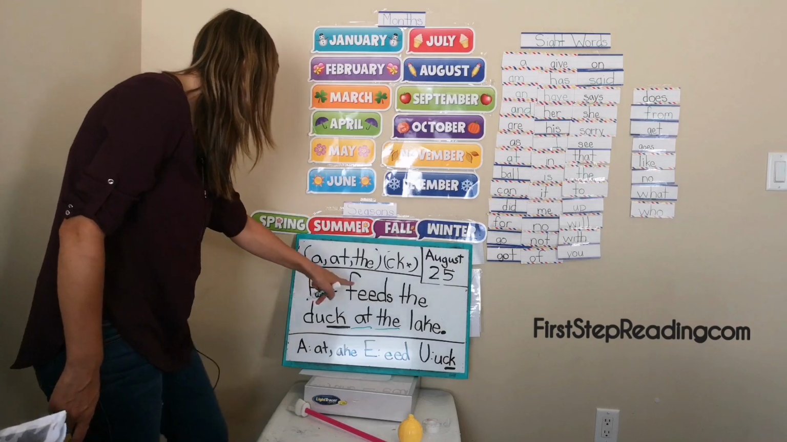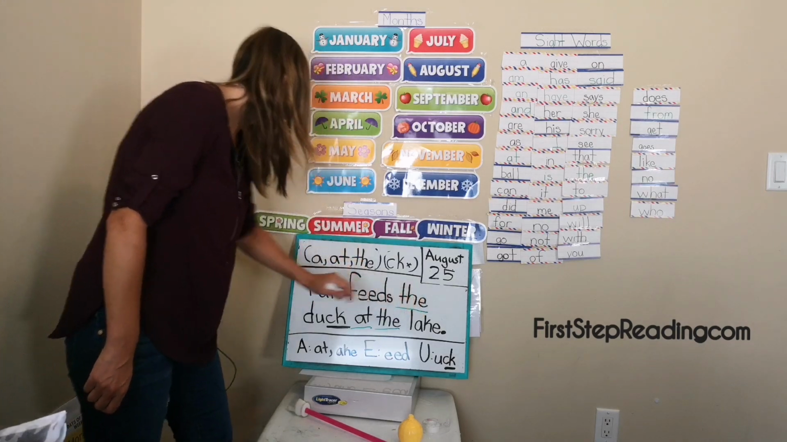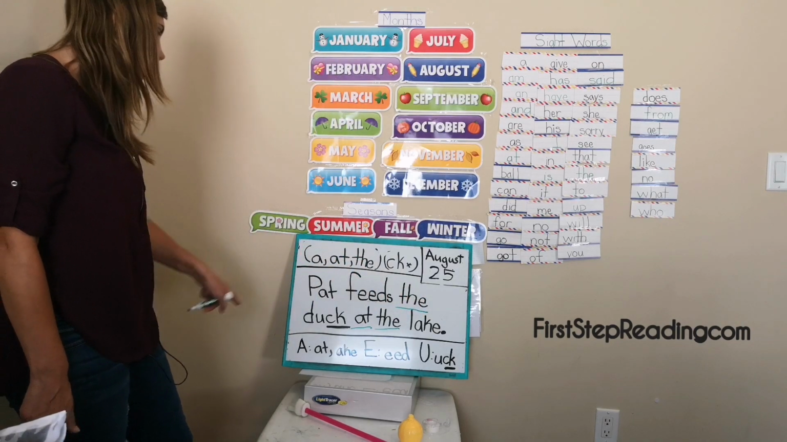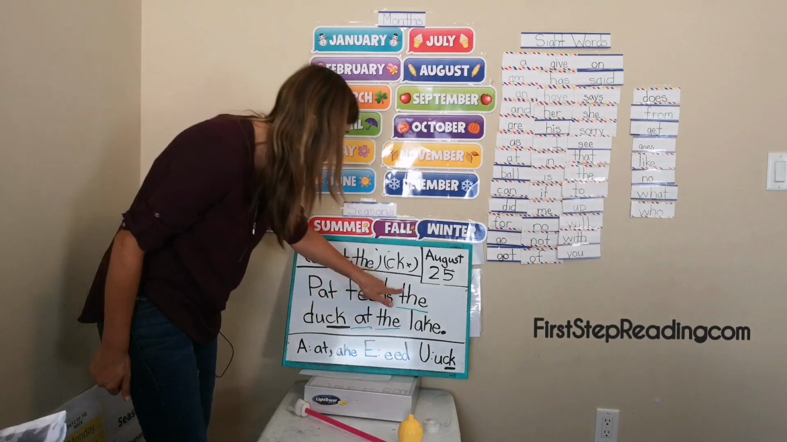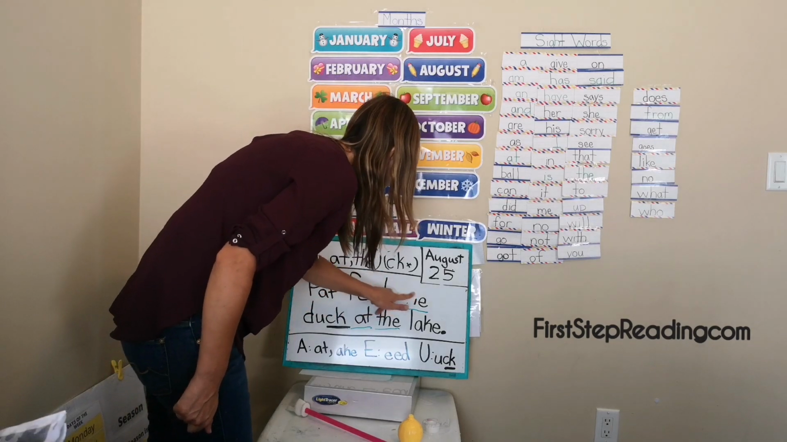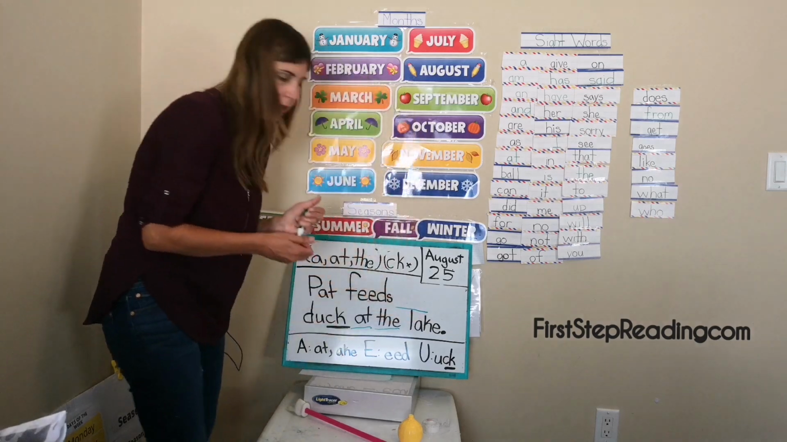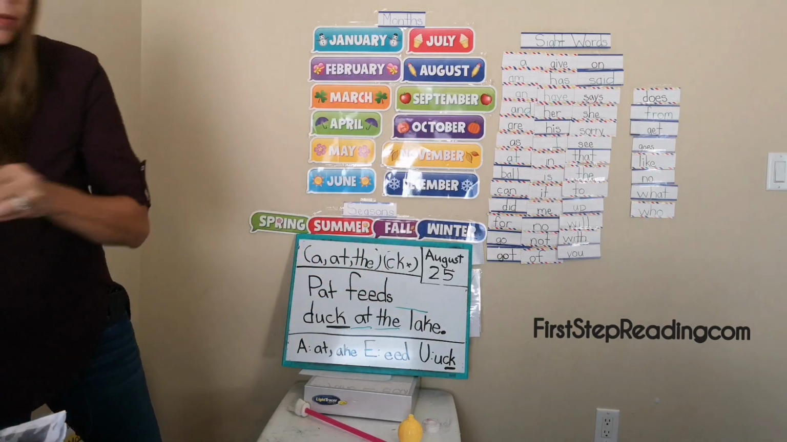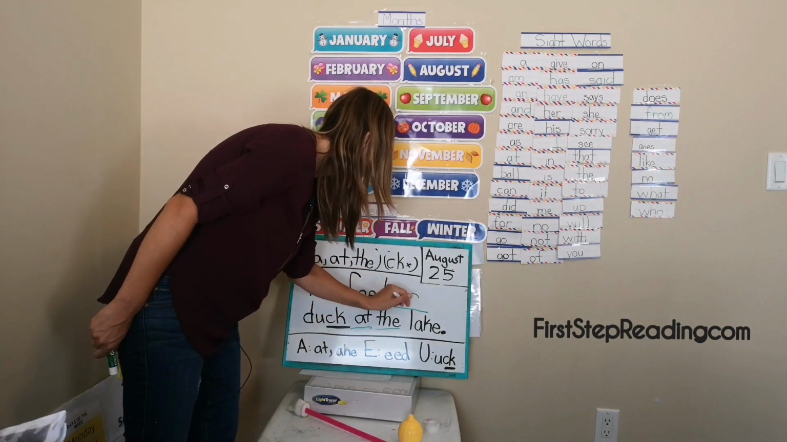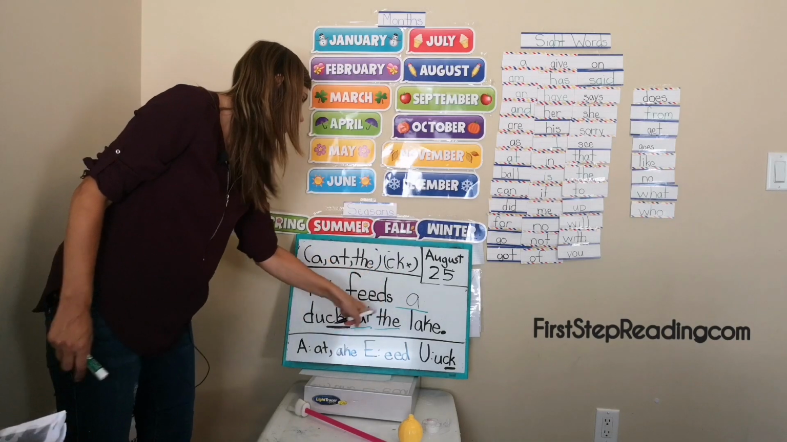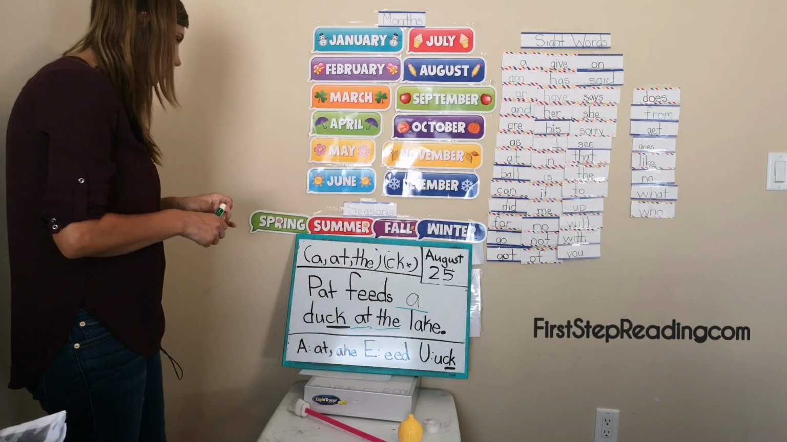At, the. Oh, Pat feeds. Oh, there's no A. This one has the. This was probably supposed to say A. I probably wrote the sentence wrong. Let me put A there. Sorry. A, at, and, the are the sight words.